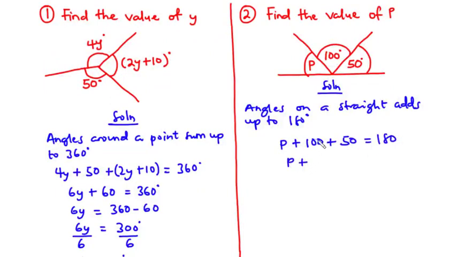So P plus 100 plus 50 is 150 equals 180. We transpose 150 to the right hand side, and then we have the value of P to be 30 degrees. So this is the value of P. Now let's move on to our next example.